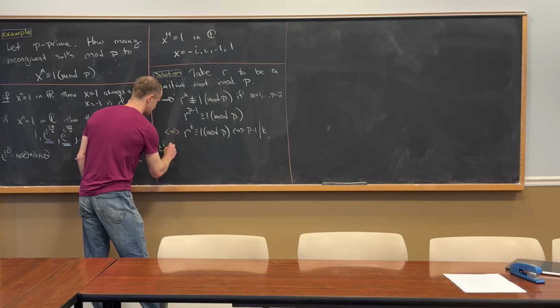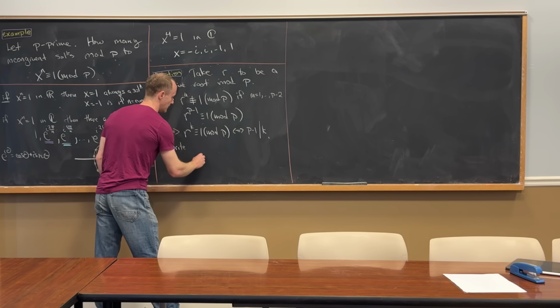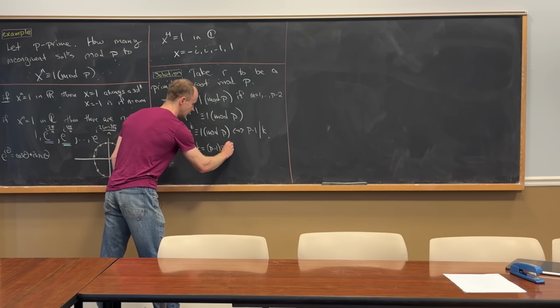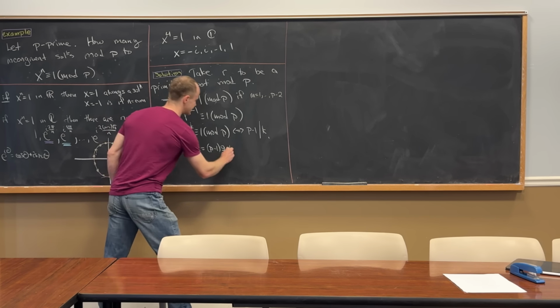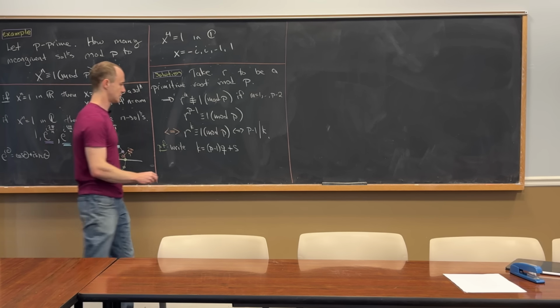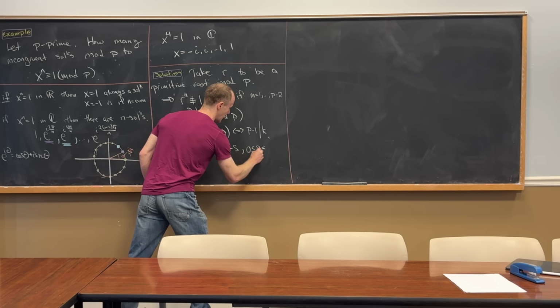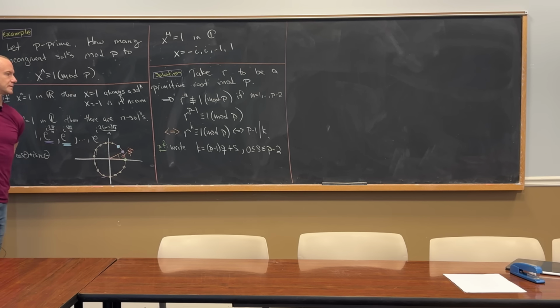So write k equals p minus 1 times q plus, we need a name for a remainder. We already used s, right? So this is the division algorithm. And s is between 0 and p minus 2. Those are the possible remainders, right?